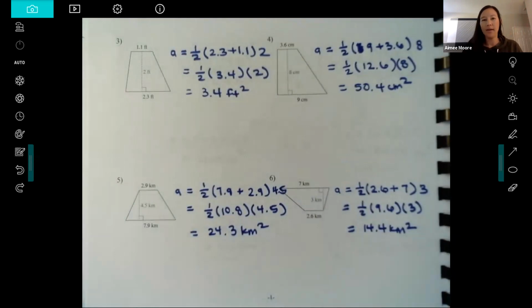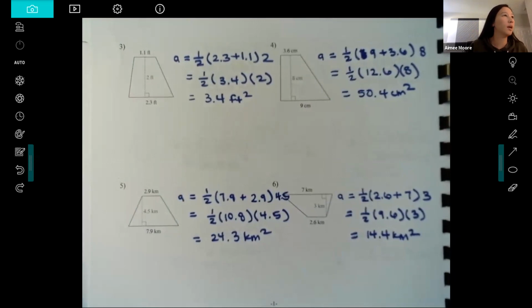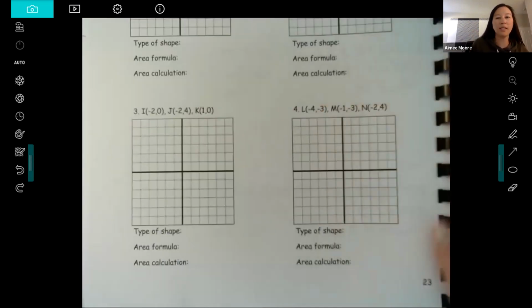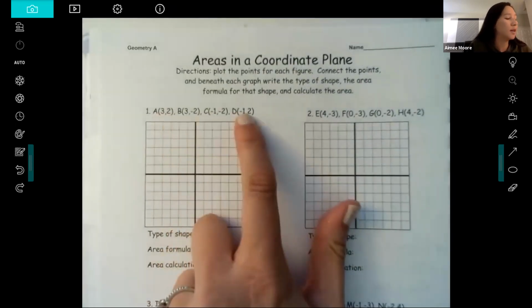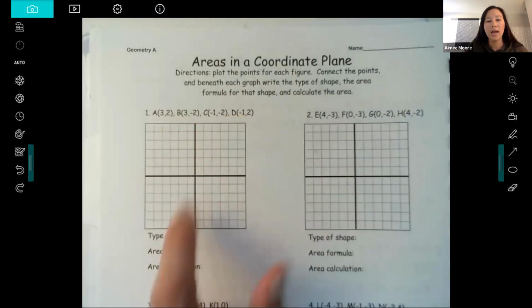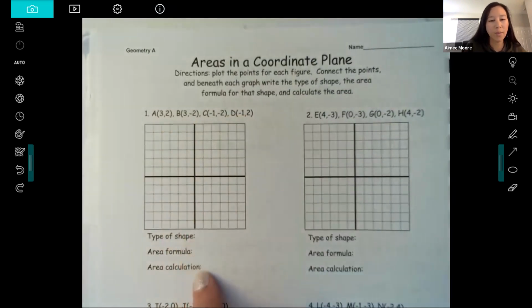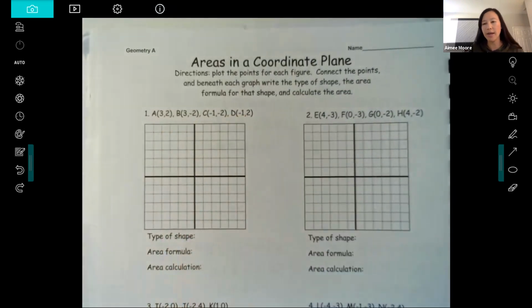Okay. Now we are going to do areas in a coordinate plane, which there's no notes for because we're going to use those same formulas that we just went over. It's just on a graph. So you're gonna graph these points and then figure out the shape, the formula, and then calculate the area.